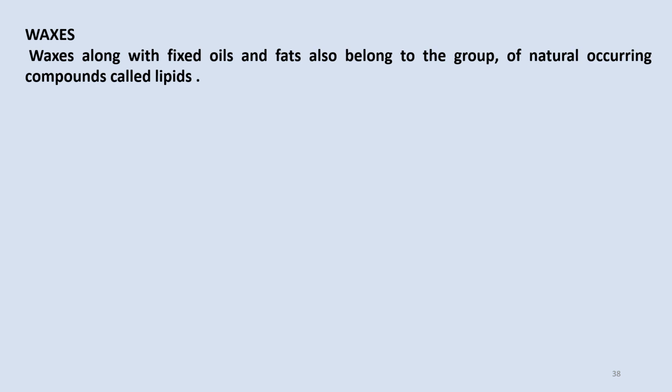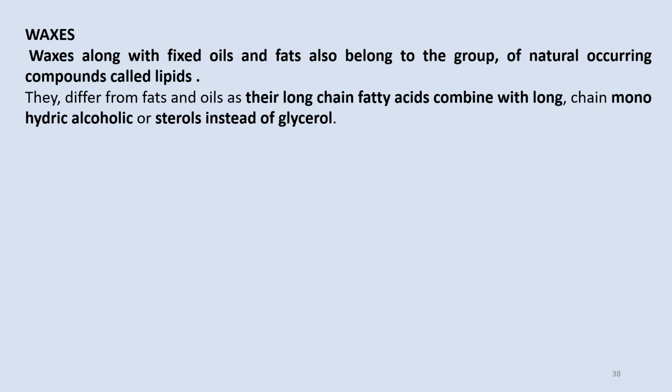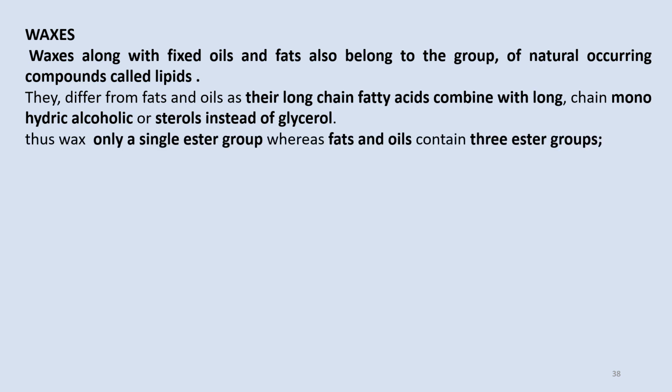Now we have added in this lecture some details about waxes, a definition and examples. Waxes, along with fixed oils, also belong to the group of naturally occurring compounds called lipids. They differ from fats and oils as they are long chain fatty acids combined with long chain monohydric alcohol or sterols instead of glycerol. That is the difference. Thus, wax has only a single ester group, whereas fats and oils contain 3 ester groups.